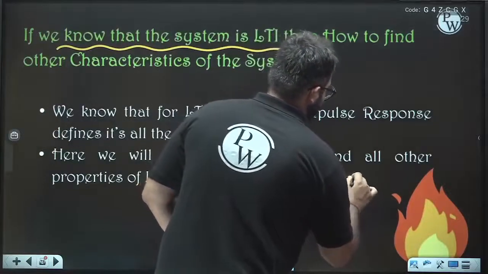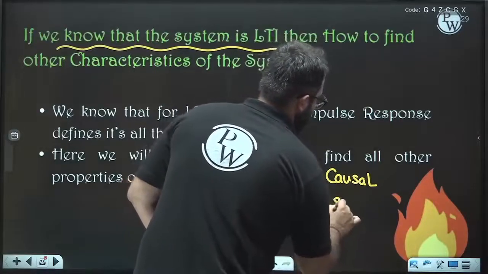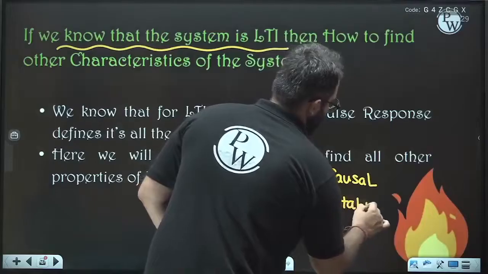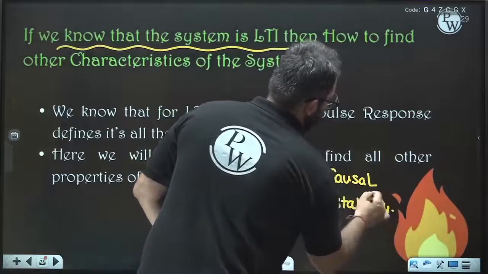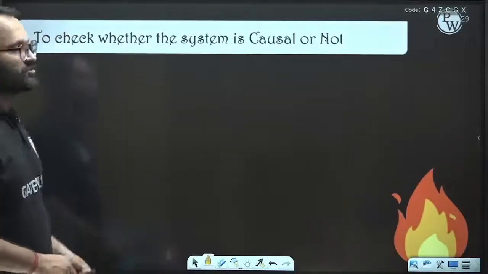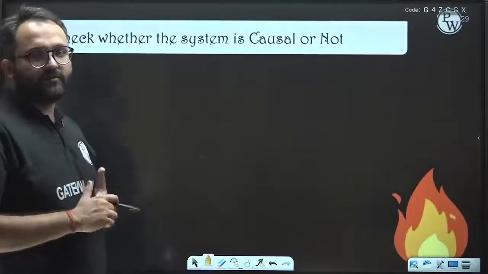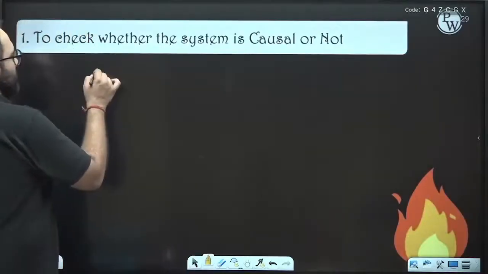We have to find out the causality. We have to find out the stability. Mainly these two things are very important. So let's check whether the system is causal or not. There are 2-3 statements, just remember them and you can solve the questions very easily.